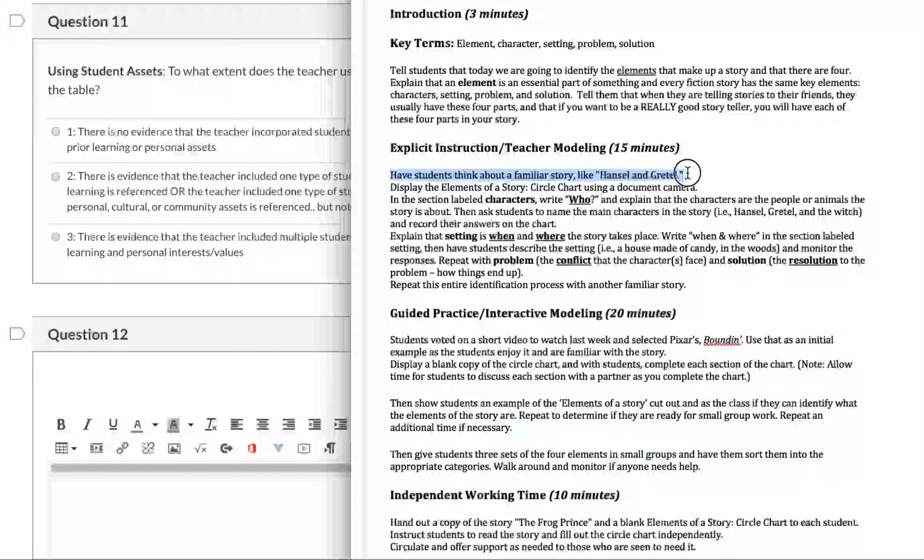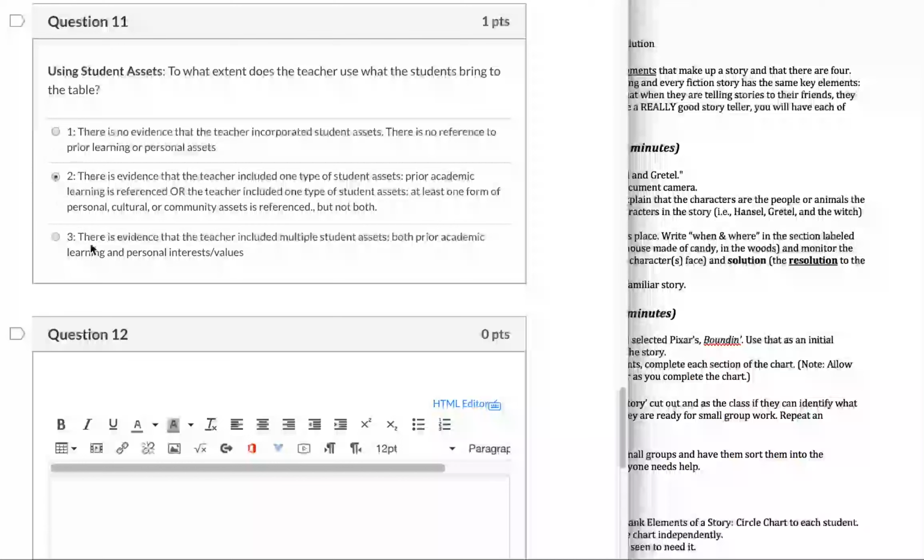If you drew on lessons of stories you read as a class prior to this, that would work, at least in some way. Talking about what they have learned about characters, or if they've talked about describing different elements of a story in a different way, or what fiction is, or different types of fiction, that would work. But there's not really direct mention of activating prior knowledge here. Definitely student assets, but no prior knowledge.